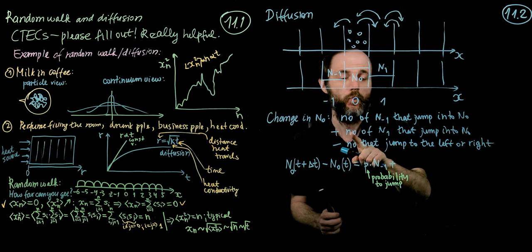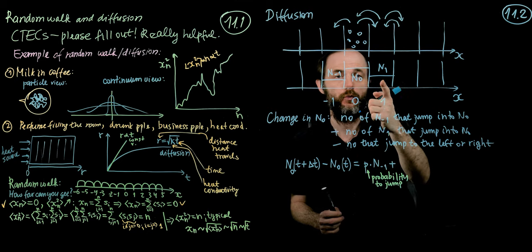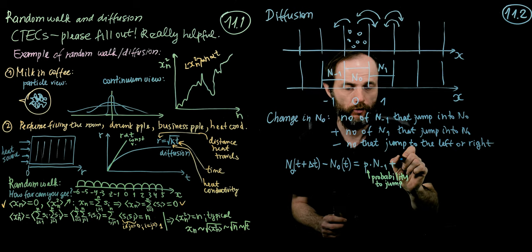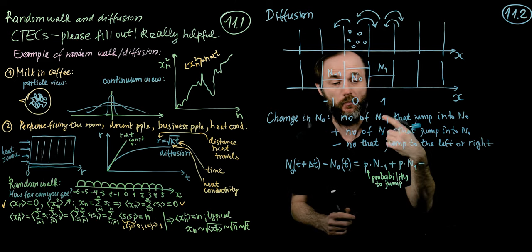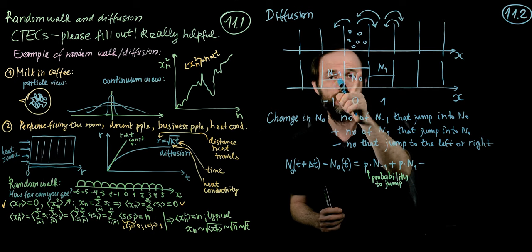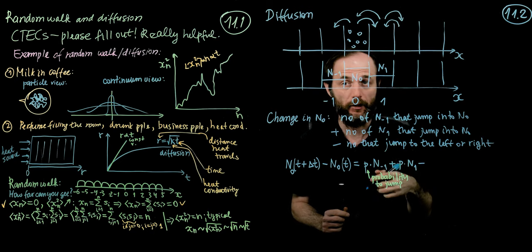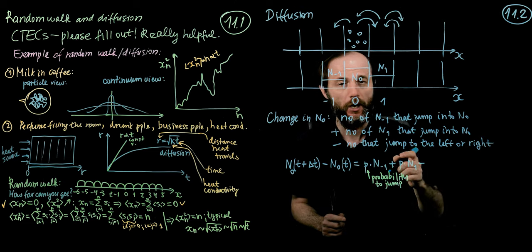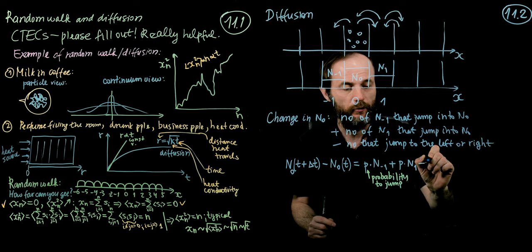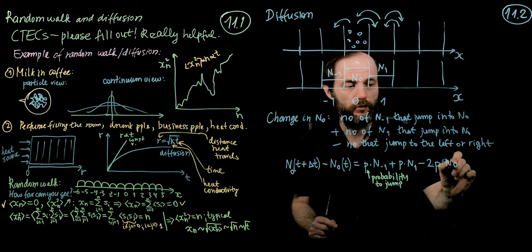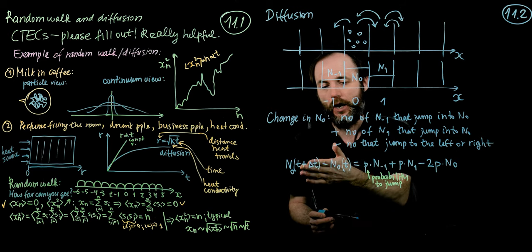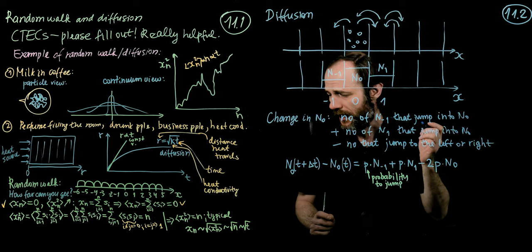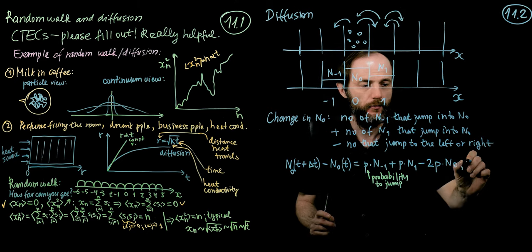Similarly, we need to add the number of molecules that would jump from the bin to the right to the zeroth bin, which would look very similar. But then we would need to subtract both the molecules that jump to the left and jump to the right. And again, the probability of jumping to one side is always p. But here we have two sides that we're going to be losing the molecules, so it's going to be two sides times p times N0. So that is our equation that's telling us how our molecules are going to be evolving. And p here is probability per unit time.